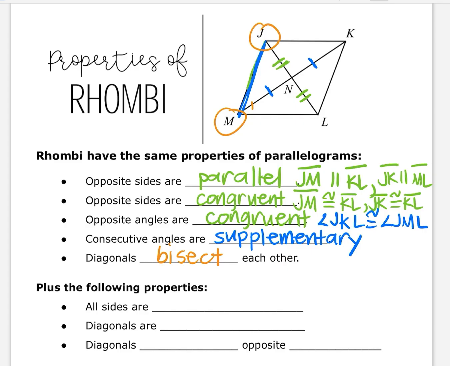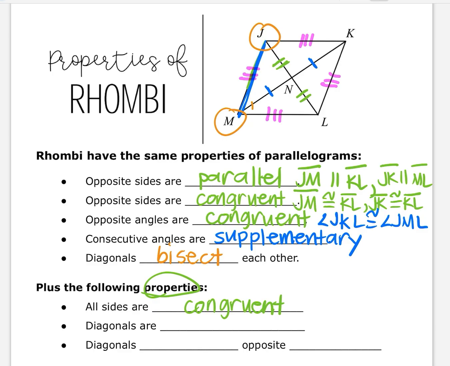In addition to these properties, we also have the properties down below. All sides are congruent. In a rhombus, the sides are considered congruent. If we use this symbol, all sides have the same measurement in a rhombus.